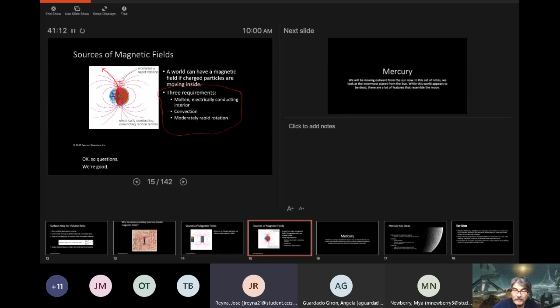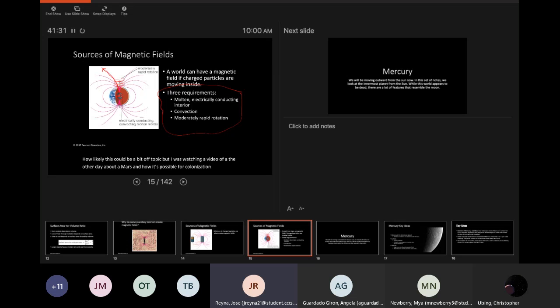I actually have a question. This could be a bit off topic, but I was watching a video the other day about Mars and how it's possible to have colonization there. How likely is it for us to have a colony on Mars without the solar radiation affecting us? Because you were saying that the magnetic field on Mars is pretty weak, right? Yep.